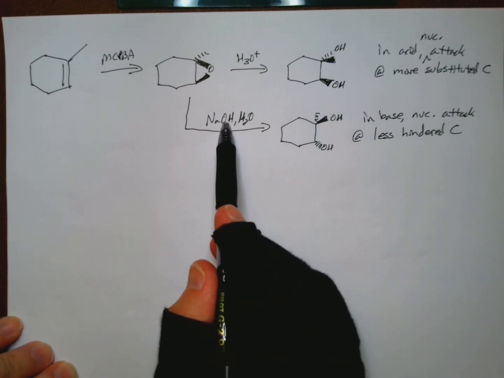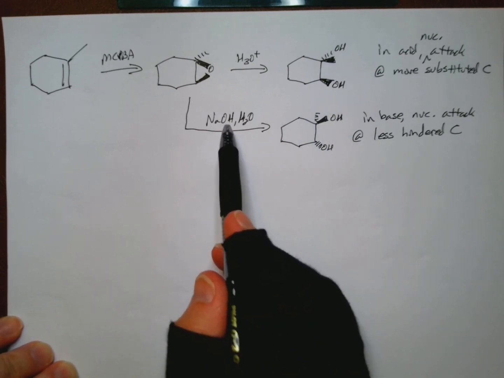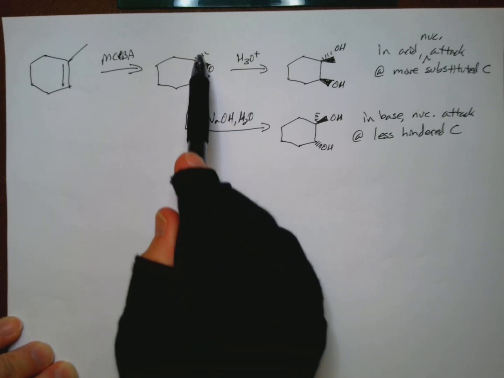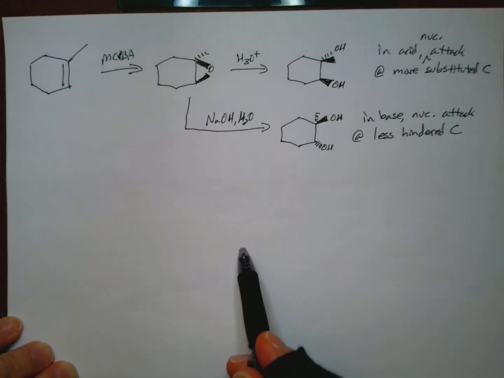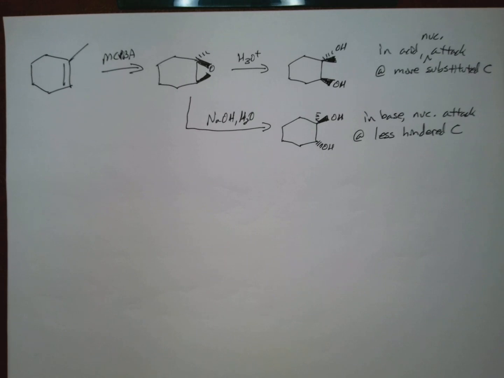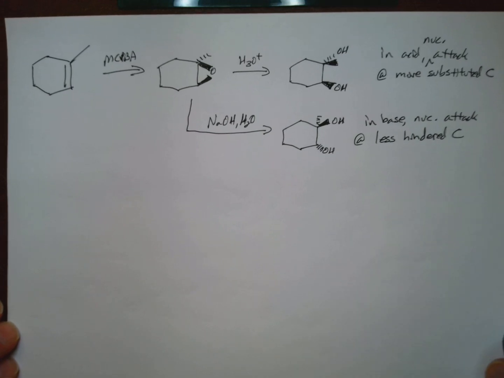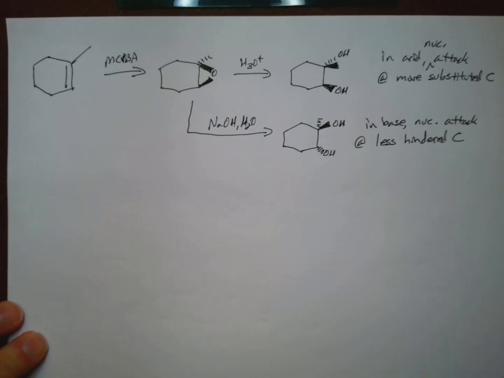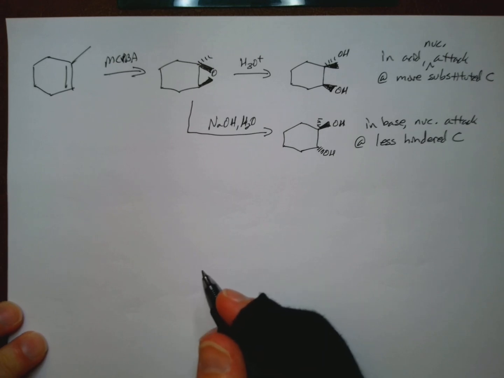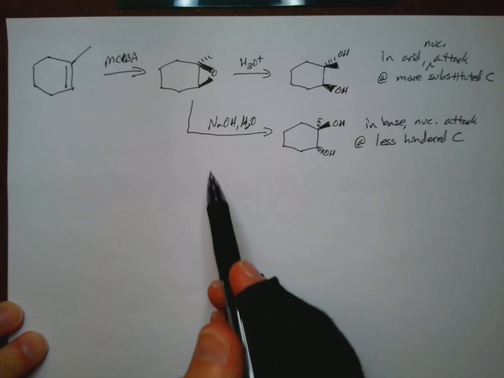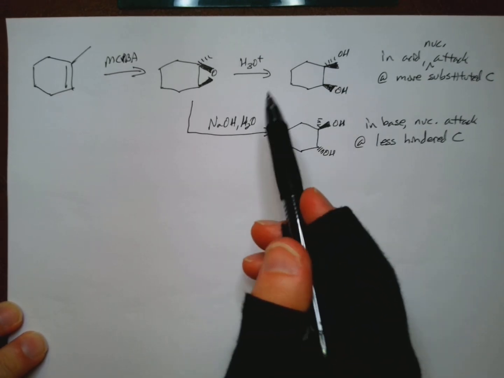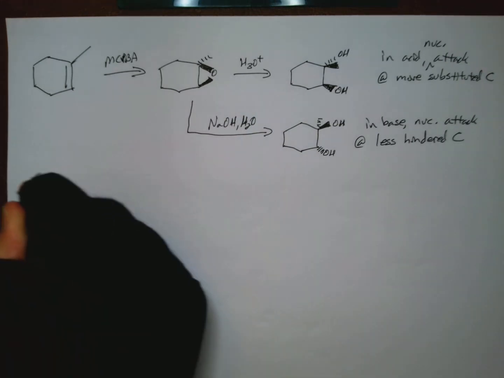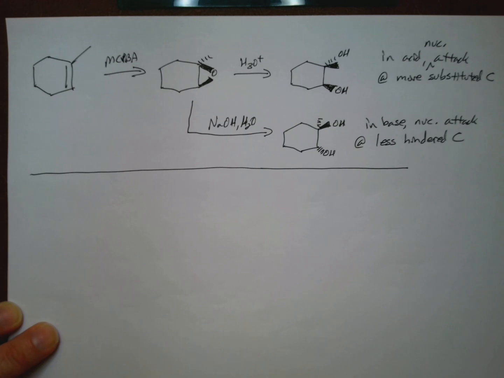In base, however, OH minus is a good nucleophile, and so it attacks the less hindered, so there's no methyl group to kind of get in the way. The OH minus attacks the less hindered carbon. So just something to remember to file away. And if you happen to get that bit of regiochemistry wrong, that's not the end of the world. That's a rather minor thing. As long as you know that you've got the anti-stereochemistry when you're opening up an epoxide, whether it's acid or base.